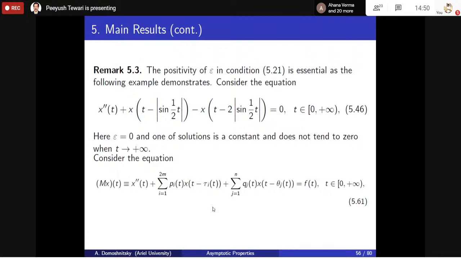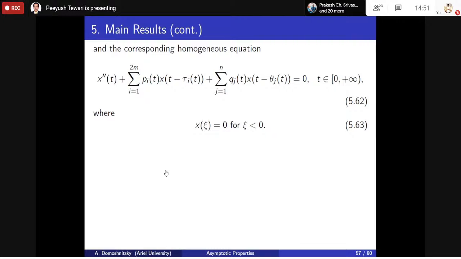Consider now an equation of this sort. We have this part from the previous theorem, and we add corresponding terms. And what can we have? Okay. And next, please.